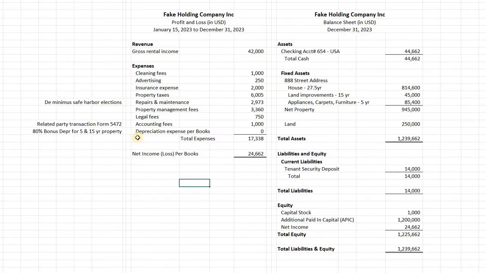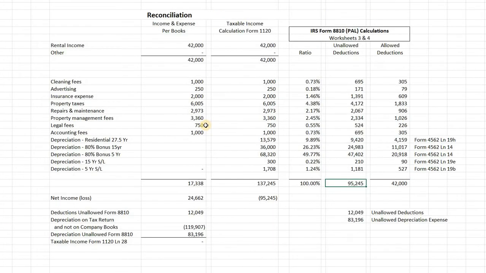We've also got the sample financial statements here for the U.S. company. We've got the profit and loss, the balance sheet for book purposes, and then a book-to-tax reconciliation and a Form 8810 worksheet. So because this is a rental real estate type of business, we are going to have some passive activity loss limitations that need to come into play, and that's done on the IRS Form 8810, which is part of the return.